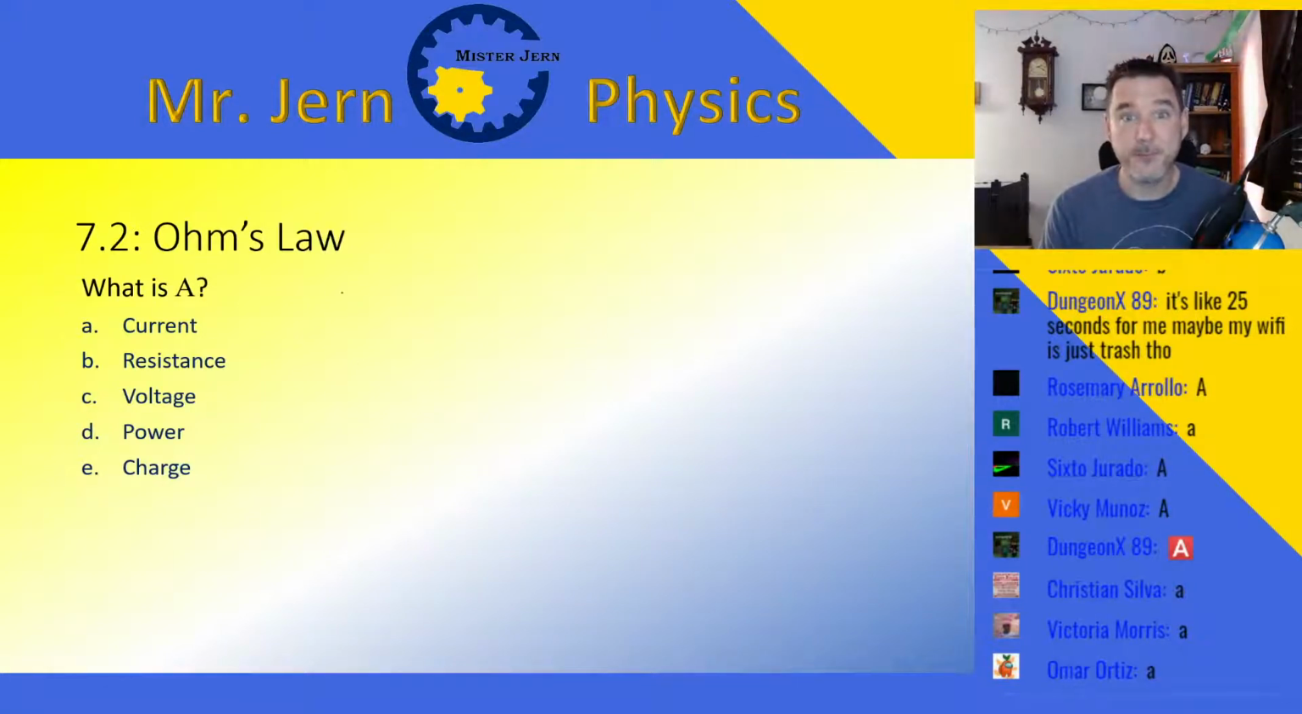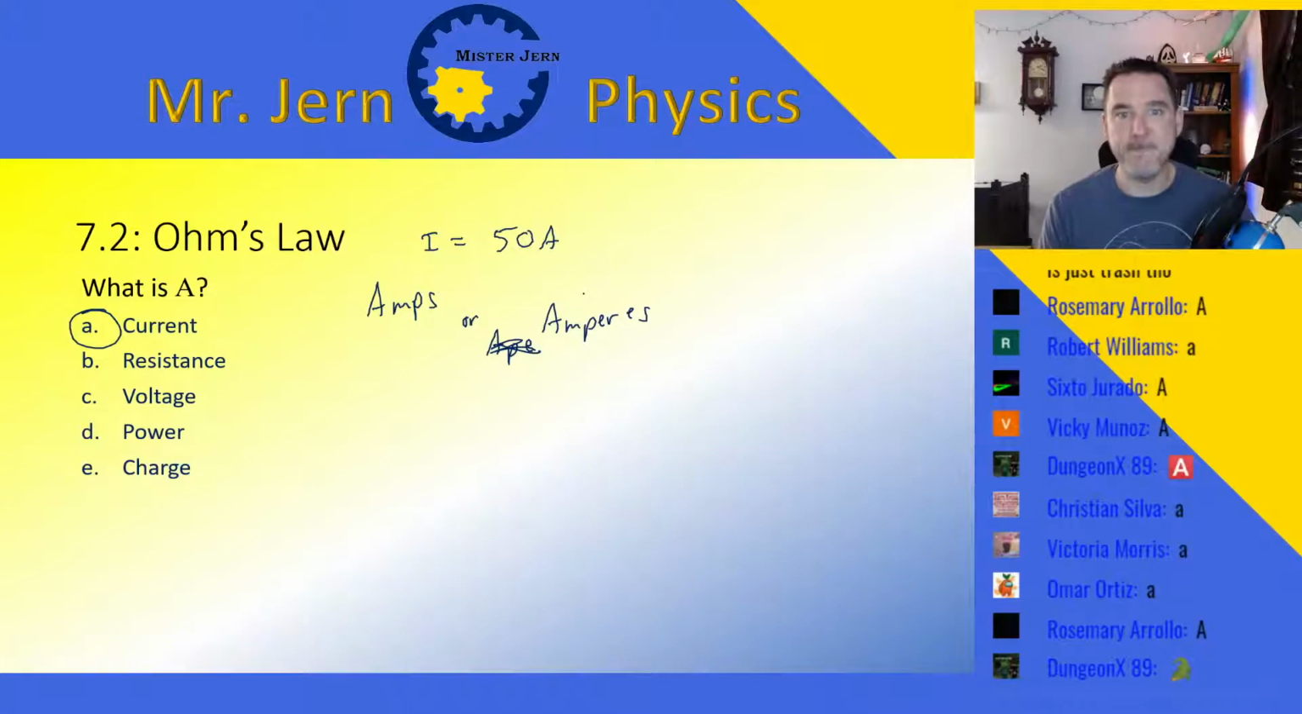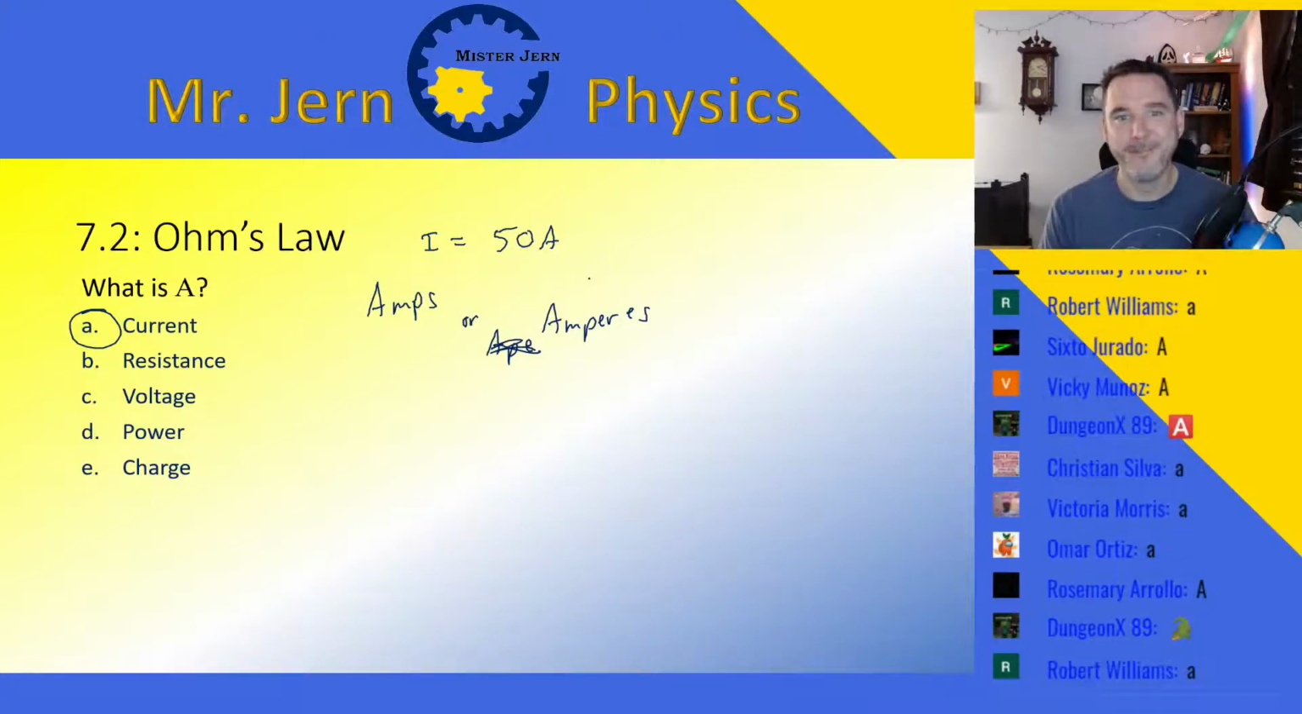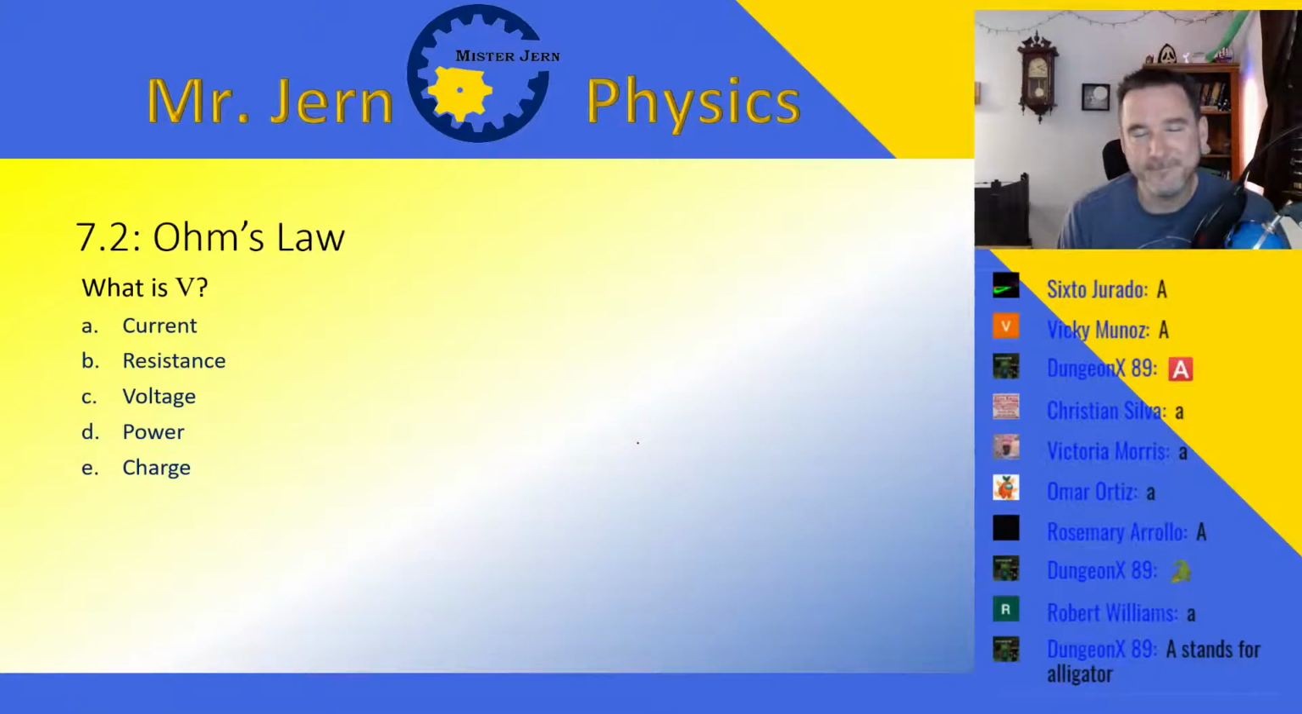All right. A stands for amps, or amperage, or amperes, not ape. Amperes. If you see something like 50A, that's amperes, and that means current is 50A. Like I said, if you see 45A, you have to know that right away. Boom, that's current. A stands for amperes. What's V?